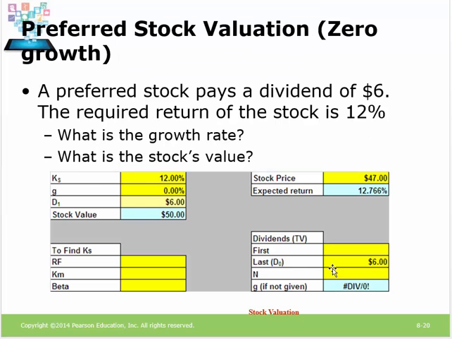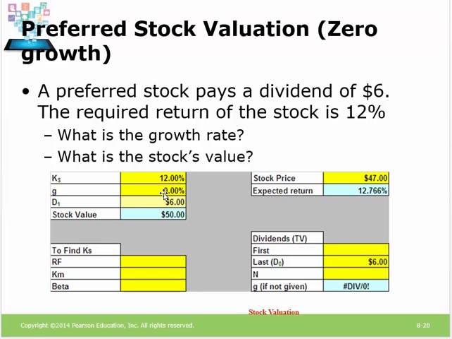So let's look at an example. We have a preferred stock that has a 0 growth rate. So how do we plug this information into the stock valuation worksheet? The preferred stock pays a dividend of $6. Its required rate of return is 12%. So where it says last, D0, that's the first thing you need to know. You need to know today's dividend. So you type in $6 for dividend.